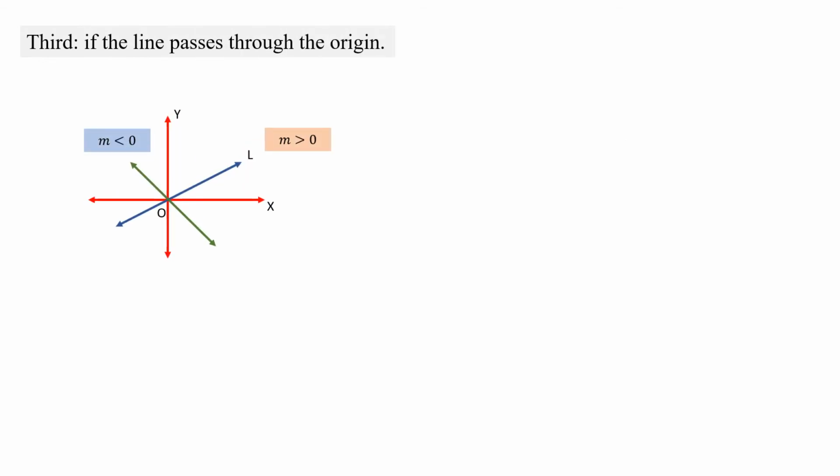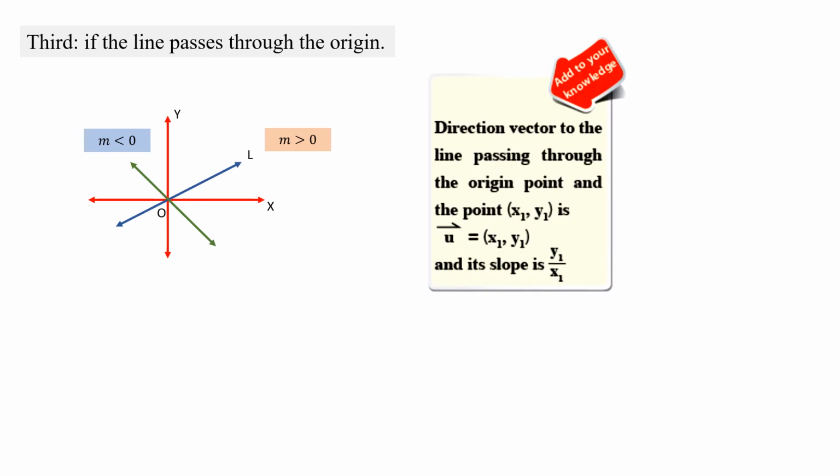If the line passes through the origin, then we have two cases, m greater than 0 or m less than 0. M is greater than 0 if the straight line makes an acute angle with the positive direction of the x-axis. M is less than 0 if the straight line makes an obtuse angle with the positive direction of the x-axis.